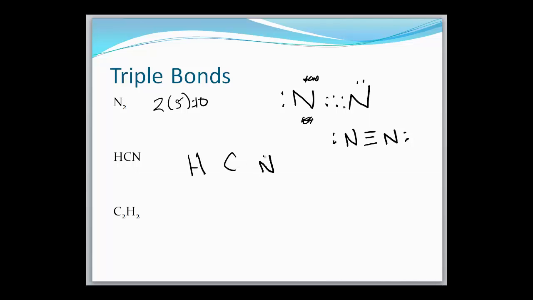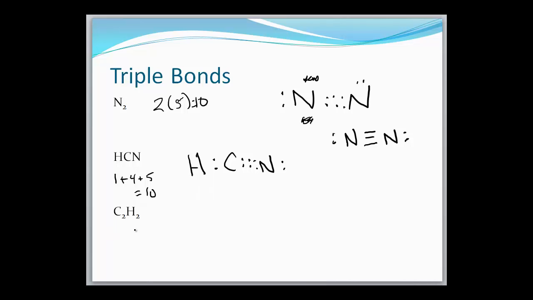HCN, we have 1 plus 4 plus 5, that's 10. This one, the hydrogen can only have 2, and what you're going to find is it's going to have that structure, 2, 4, 6, 8, 10.